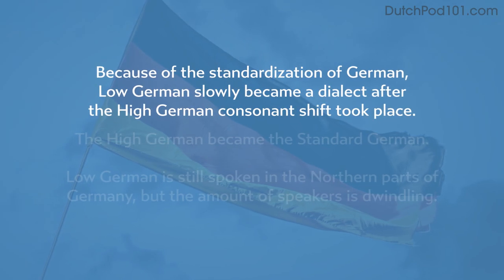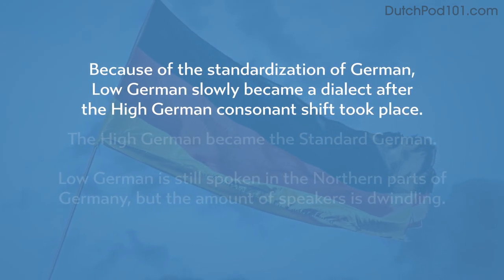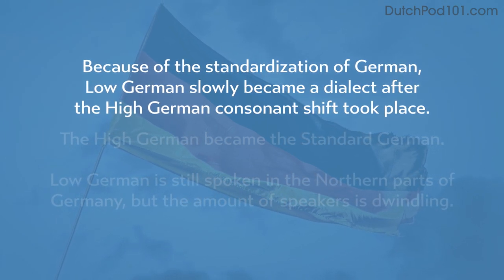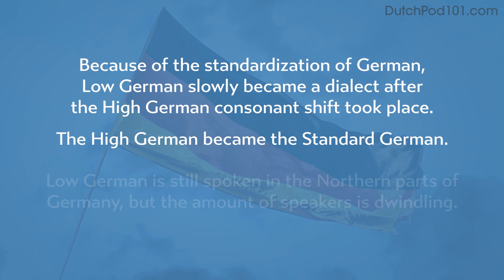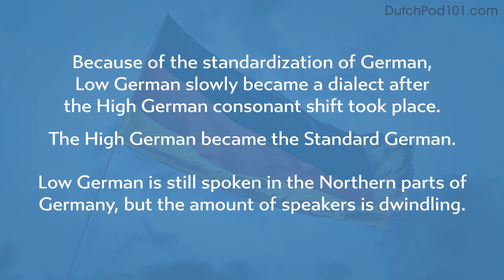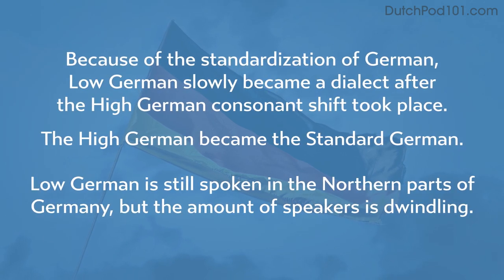Low German? Where did that come from? Let me explain. Because of the standardization of German, Low German slowly became a dialect after the High German consonant shift took place. The High German became the standard German. Low German is still spoken in the northern part of Germany, but the amount of speakers is dwindling.